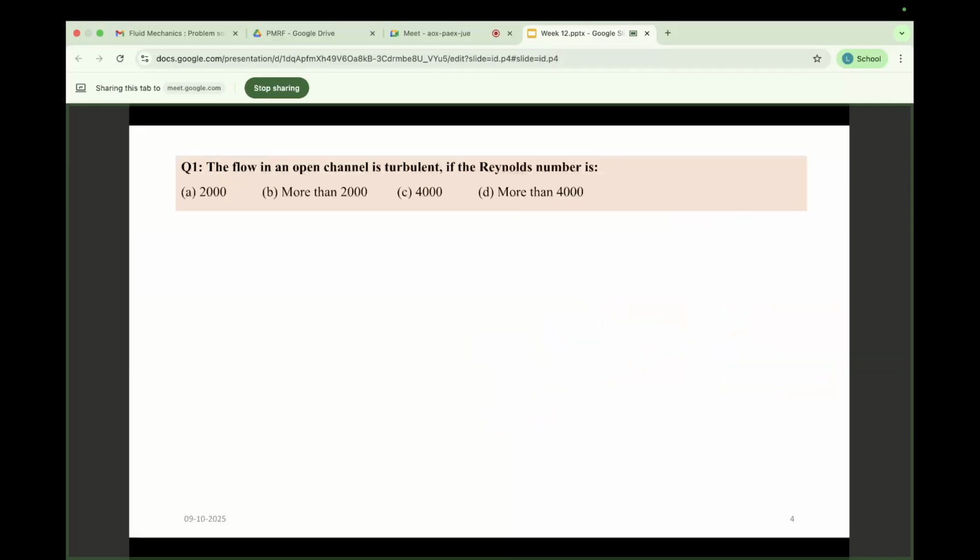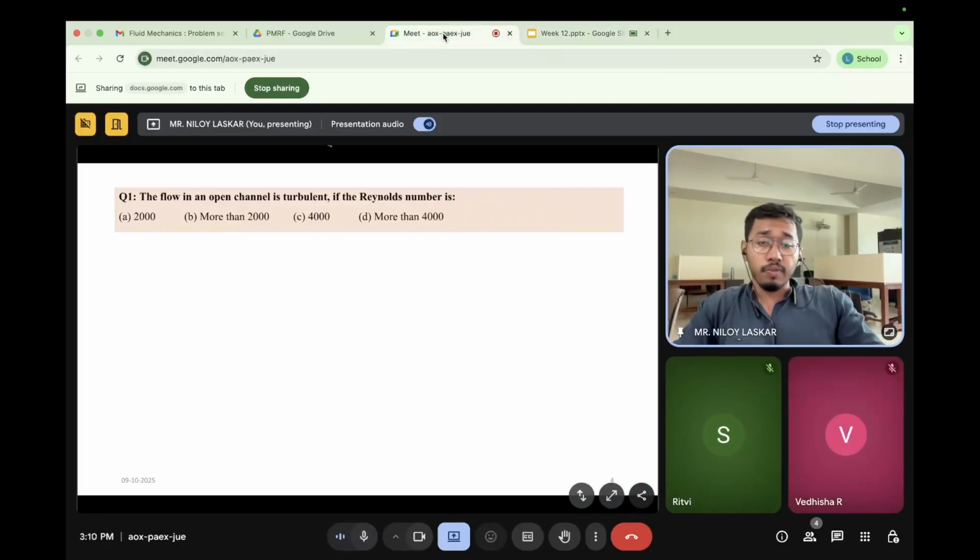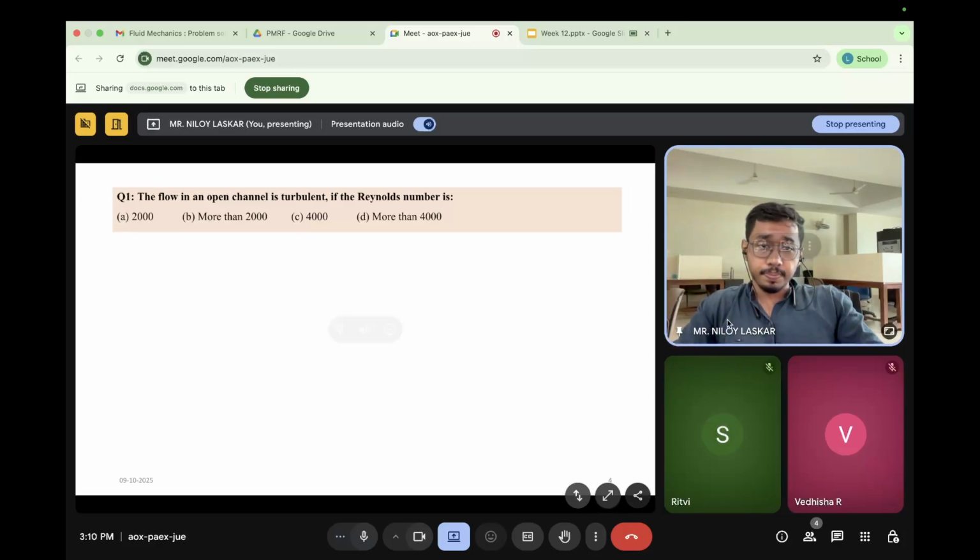So let us start. The first question is: the flow in an open channel is turbulent if the Reynolds number is. Here just remember one thing, it's about an open channel, not pipe flow. So please try to answer. That is quite different. An open channel and pipe flow are different. So if you have studied this, please try to answer. I'm giving you 1 minute.